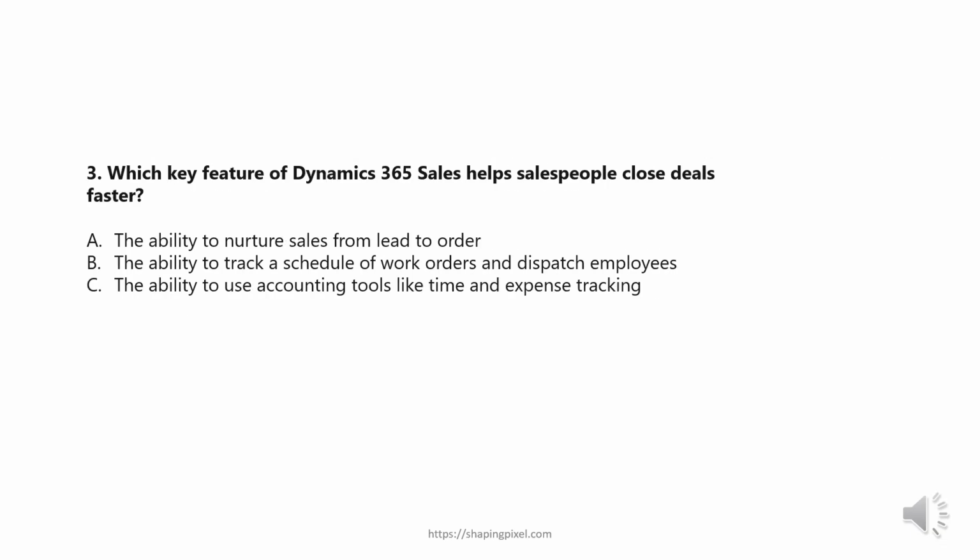3. Which key feature of Dynamics 365 Sales helps salespeople close deals faster? The ability to nurture sales from lead to order? The ability to track a schedule of work orders and dispatch employees? The ability to use accounting tools like time and expense tracking? Correct answer is option A.